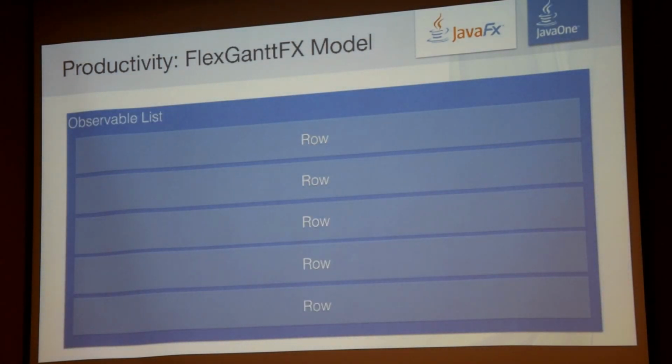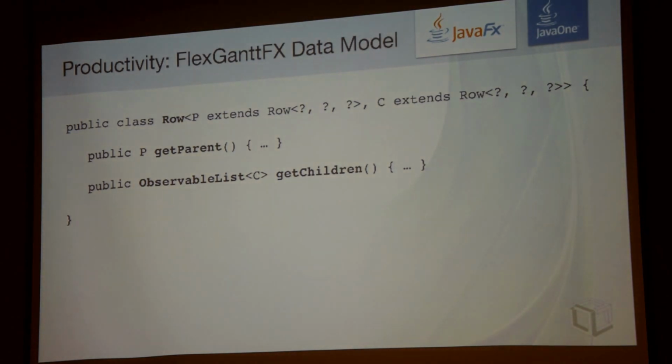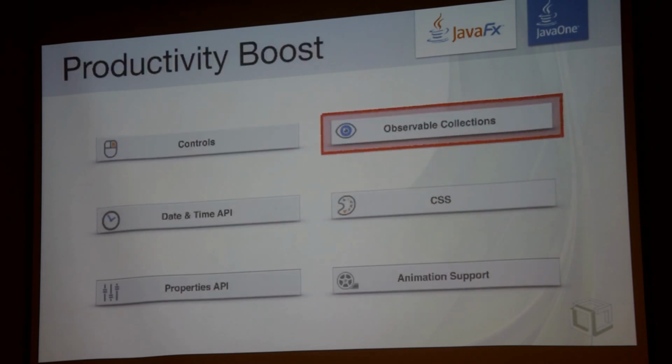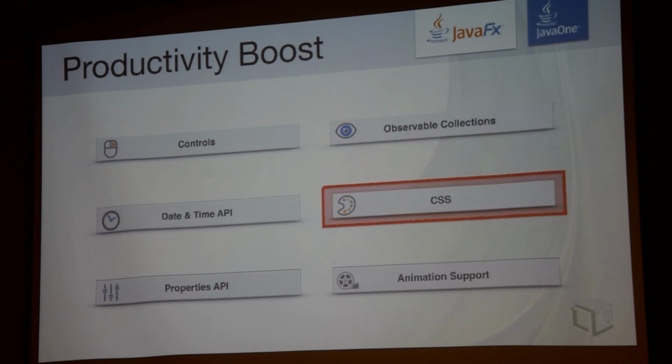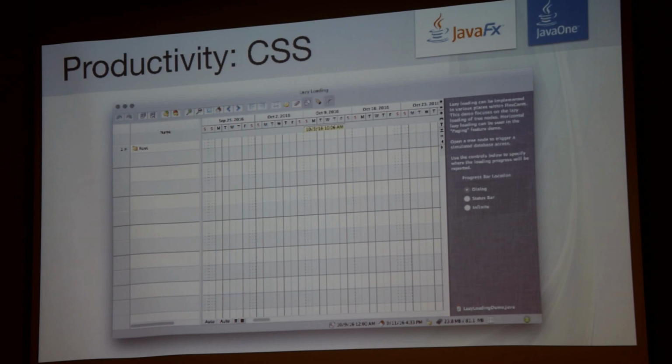Right? And then the model looks like this, for FlexGanttFX. An observable list consisting of many rows. And a row is simply this. It makes heavy use of generics, so it's not so readable, but basically a row always has a parent, and it has a list of children. And so much simpler. And it gets even simpler because we can now use CSS in JavaFX.